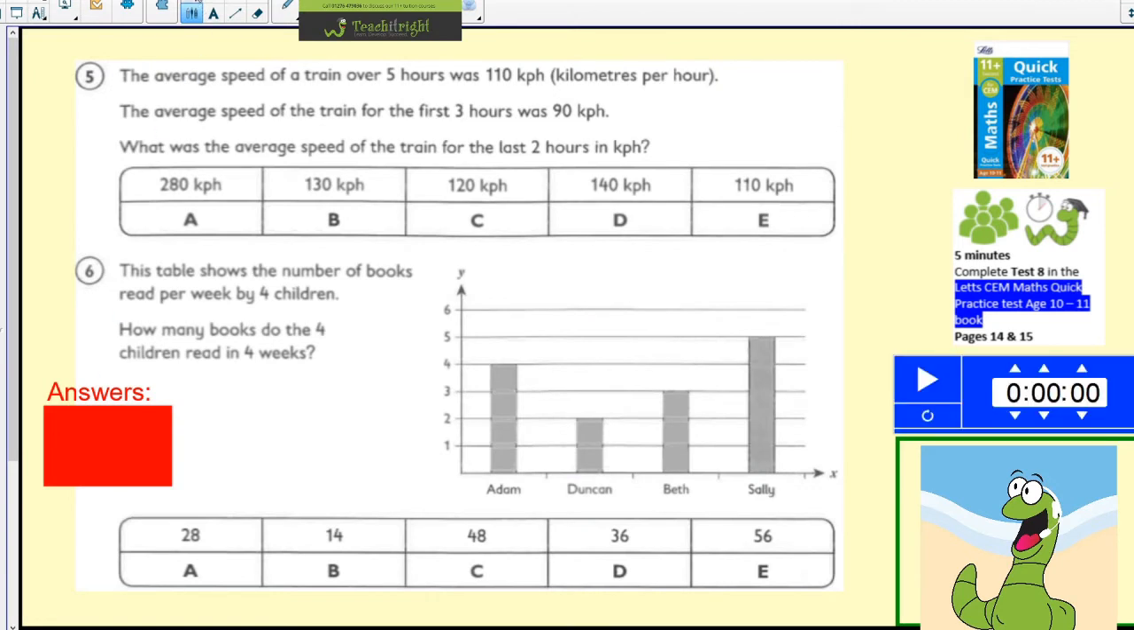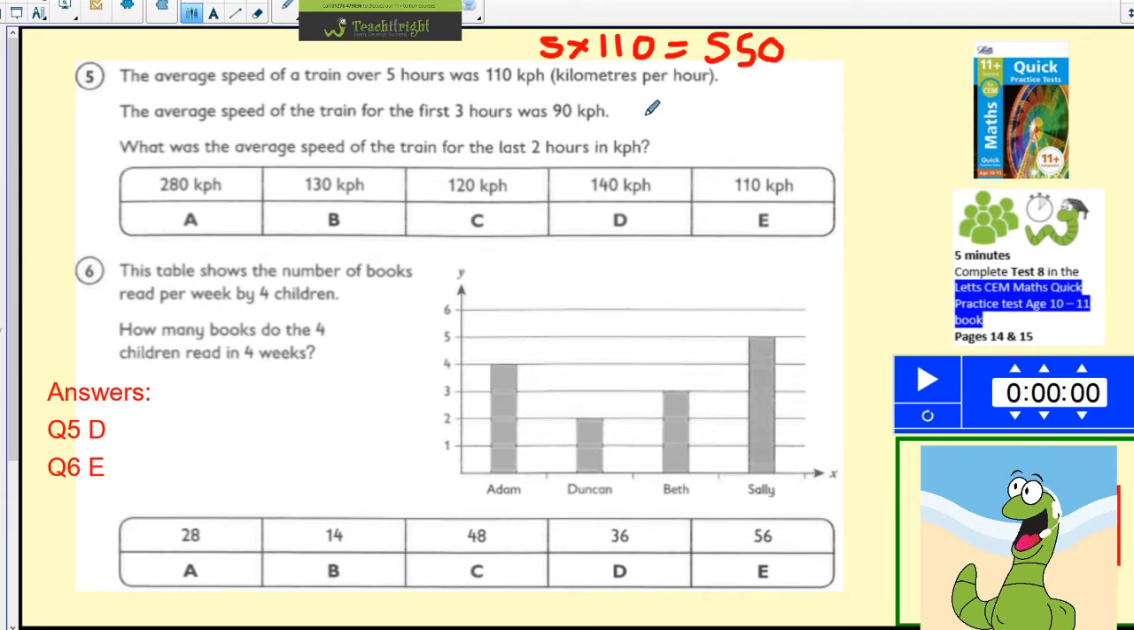5 and 6, real our answers. D and E, so the average speed over 5 hours was 110 kilometers per hour. The average speed of the train for the first 3 hours was 90. What was the average speed over the last 2? Oh, I love this kind of question. So the total distance covered was 5 hours at 110. That means it's going to be 5 lots of 110. That will tell me how far they've gone in total, which is 550.